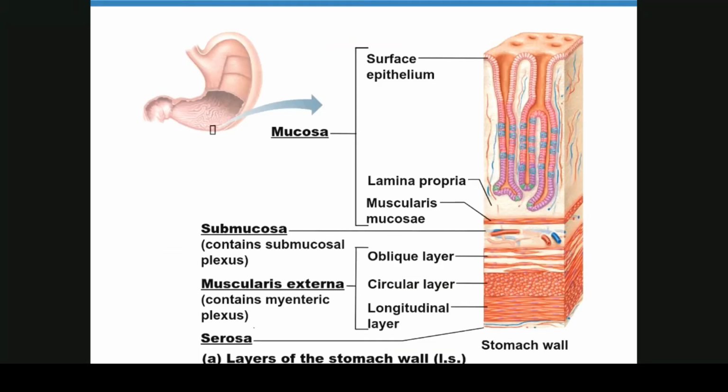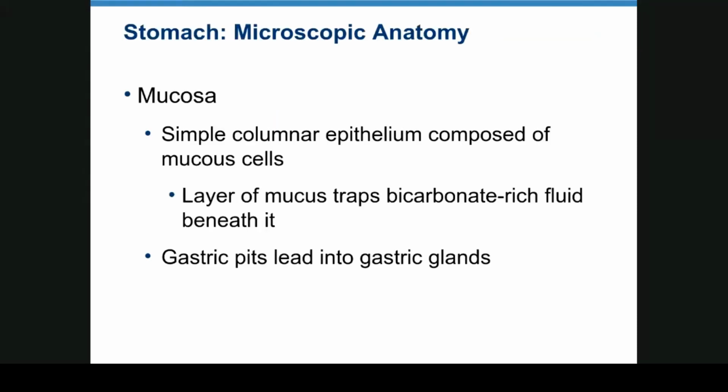Okay, in the stomach, you have your submucosa, your muscularis externa, and serosa. So your layers, you have 3 layers of muscle. And you have a myenteric plexus in the stomach like you do everywhere else. Now the surface, you see all this surface epithelium, these gastric pits. Okay, simple columnar epithelium composed of mucus cells.